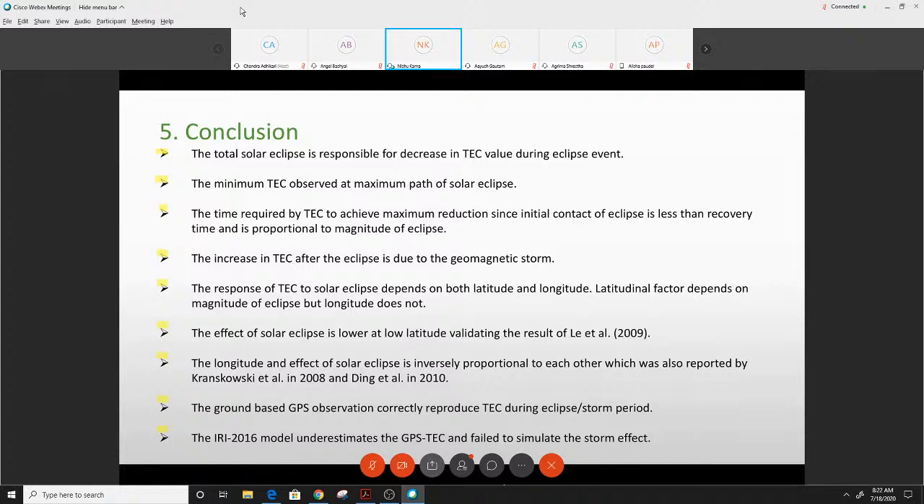The effect of the solar eclipse is lower in the low latitude region, while longitude and the effect of the solar eclipse are inversely proportional to each other. The ground-based GPS observations correctly reproduce TEC during the eclipse or storm period. And finally, the IRI 2016 model underestimates the observed TEC and failed to simulate the storm effect.